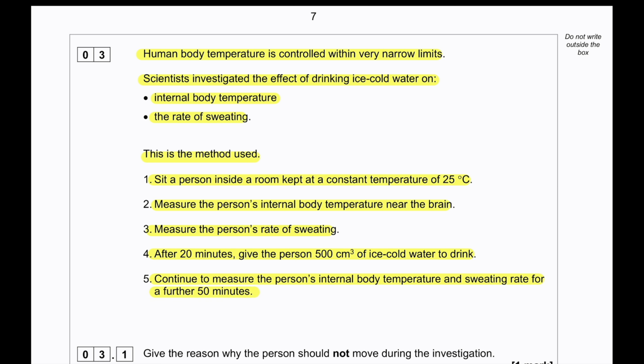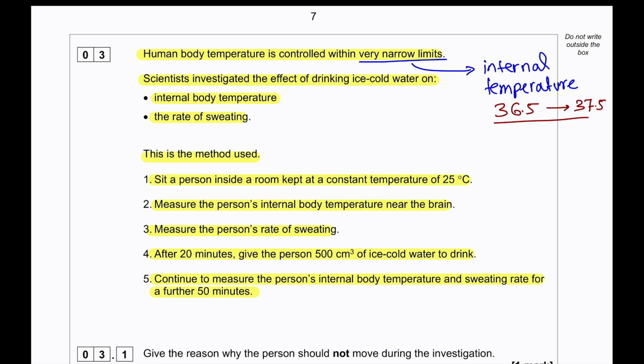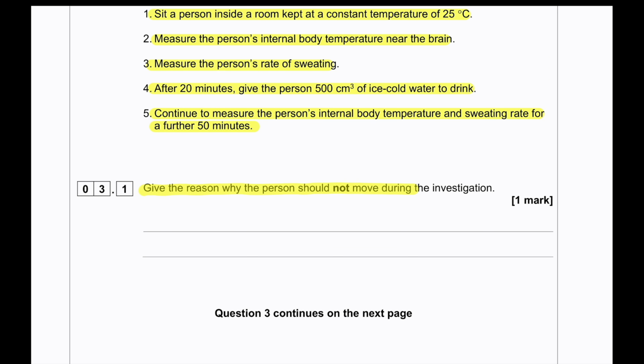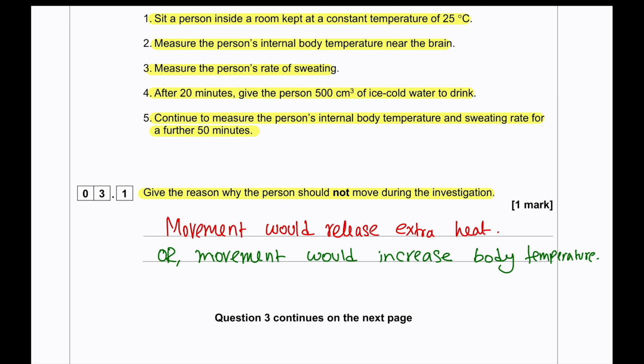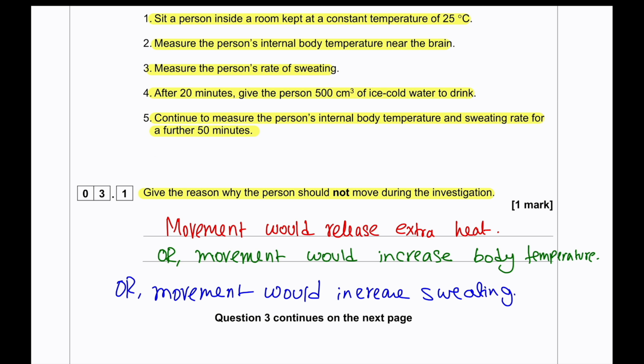Our body temperature is controlled within very narrow limits. Our internal temperature can go as low as 36.5 and as high as 37.5 on a normal day. So usually 36.5 will be on a cold morning and 37.5 will be on a hot day. Give the reason why the person should not move during the investigation. Because movement causes muscle contraction, so extra heat would be released. So we can write movement would release extra heat, or movement would increase body temperature, or movement would increase sweating.